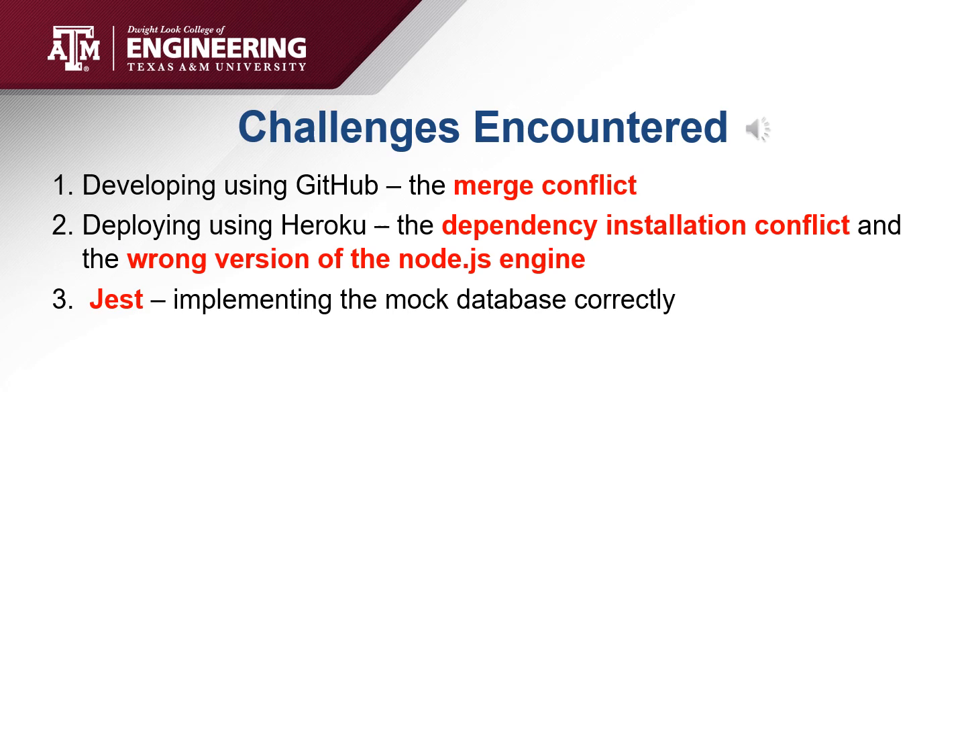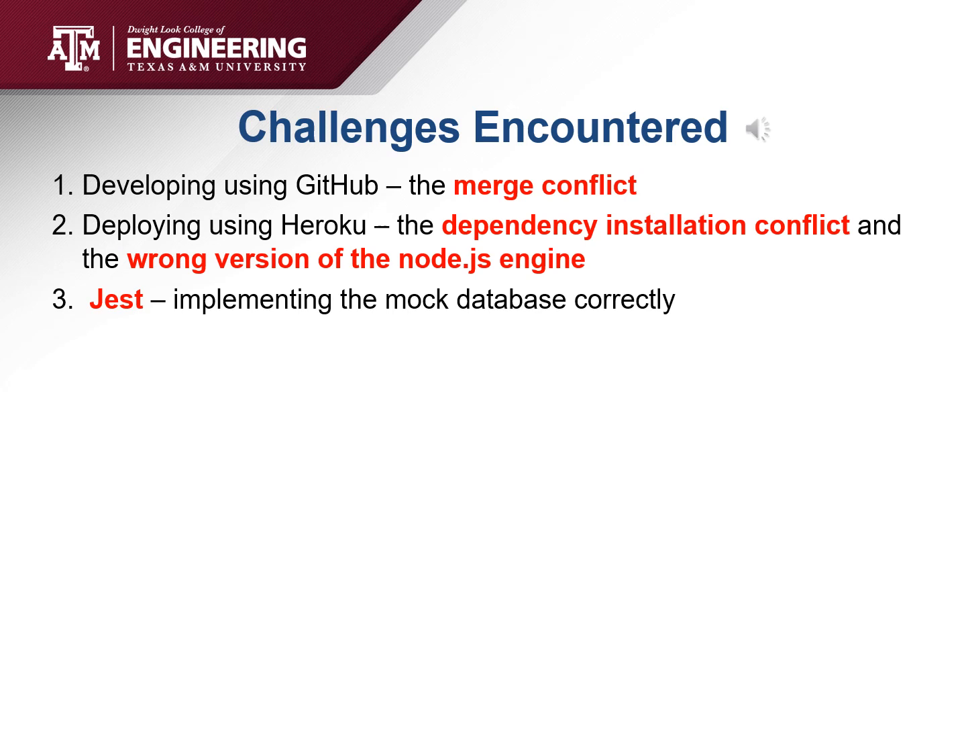Here are some of the challenges we have encountered during our development process. The first major challenge was the merge conflict that we experienced when we were developing using GitHub. That is, when we were merging updated files with the older versions, we sometimes resulted in unexpected error that we would have to fix before moving on.